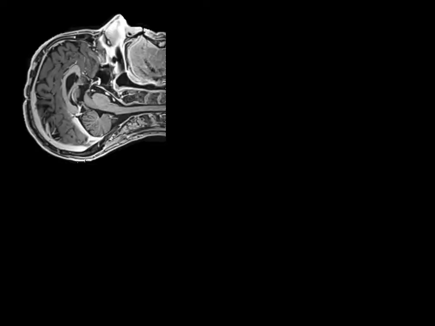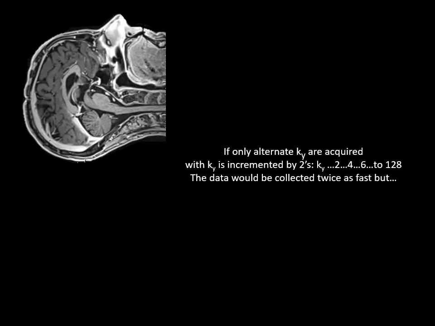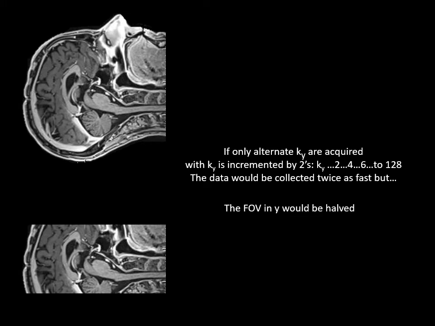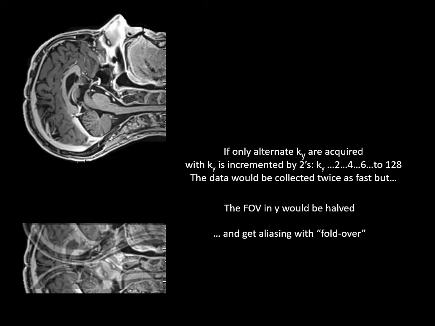This is the desired non-aliased sagittal image of the head. However, if only alternate KY lines are acquired by skipping phase encoding steps, and we incremented KY by 2s instead of by 1s, with KY going from 2 to 4 to 6 up to 128, the data would be collected twice as fast, but the field of view in Y would be halved, and so we'd get something like that with the top and bottom cut off. But in addition to that, we'd get aliasing with fold over, and the result of the fold over would be an image that looks like that.